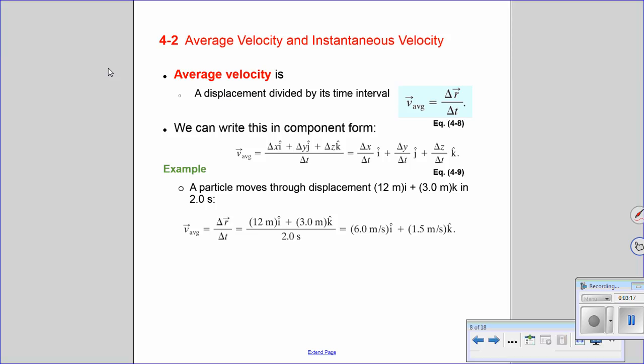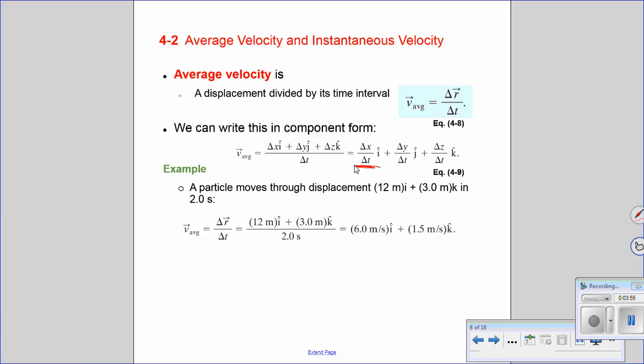Okay, so average velocity is exactly what you think it is. It's the same as it is for linear motion. Average velocity is just the displacement divided by the time it took to undergo that displacement. Cool? All right. And again, you can write it in component form. Your average horizontal velocity is your i component, your average vertical velocity would be your y component, and your average z velocity would be your z component. Cool?